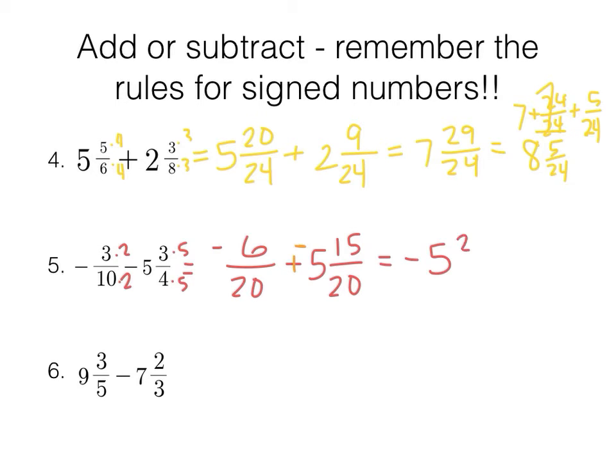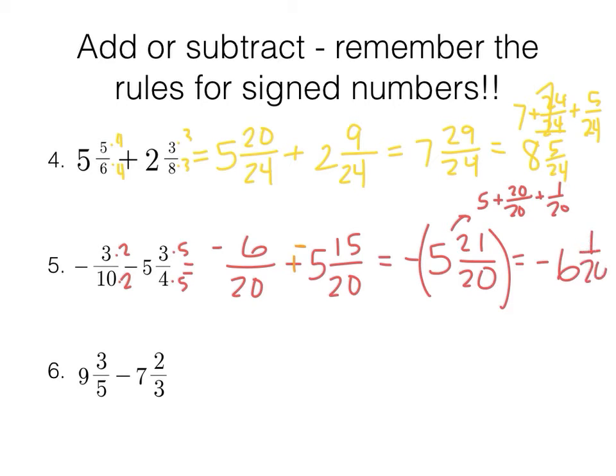And I get negative 5 and 21 20ths, which, as we saw a moment ago, we're going to consider, and I want you to think of this, remember, this is one number together. Try not to get confused by the fraction there. So this is 5 20 20ths and 1 20th. So that's 6 and 1 20th, so it's negative 6 and 1 20th.